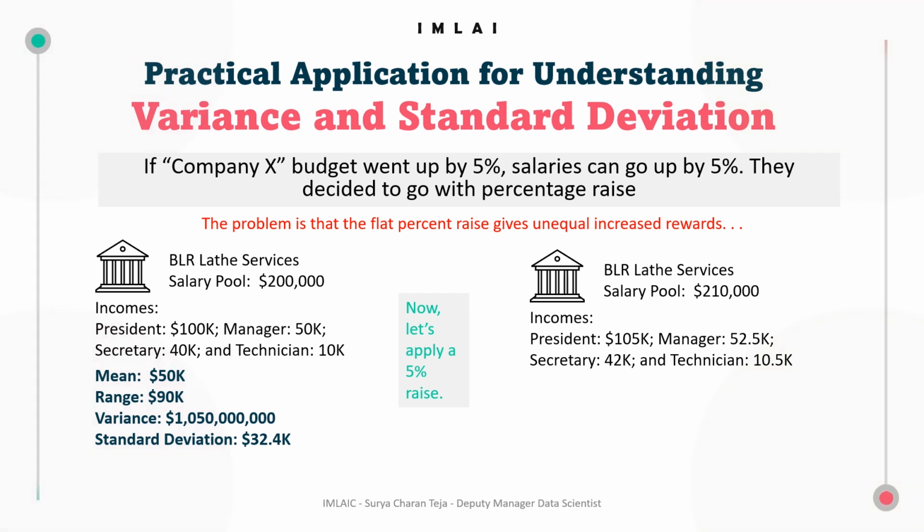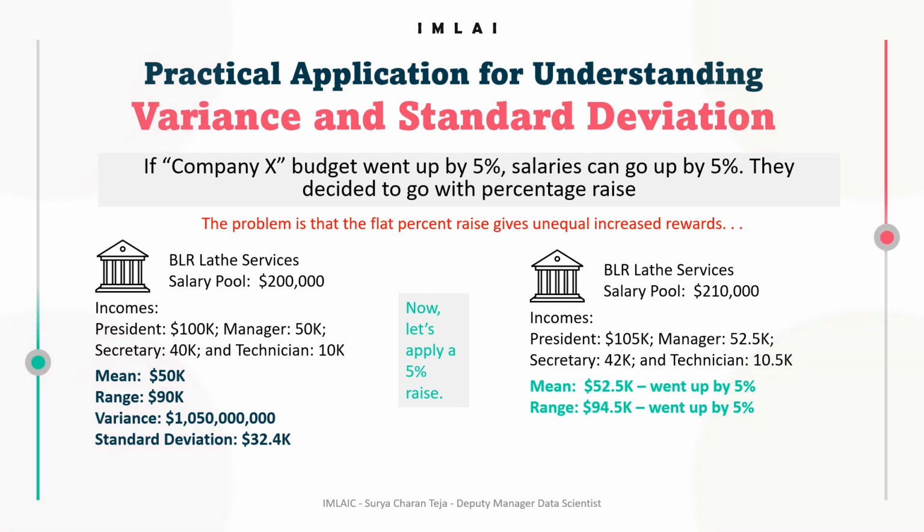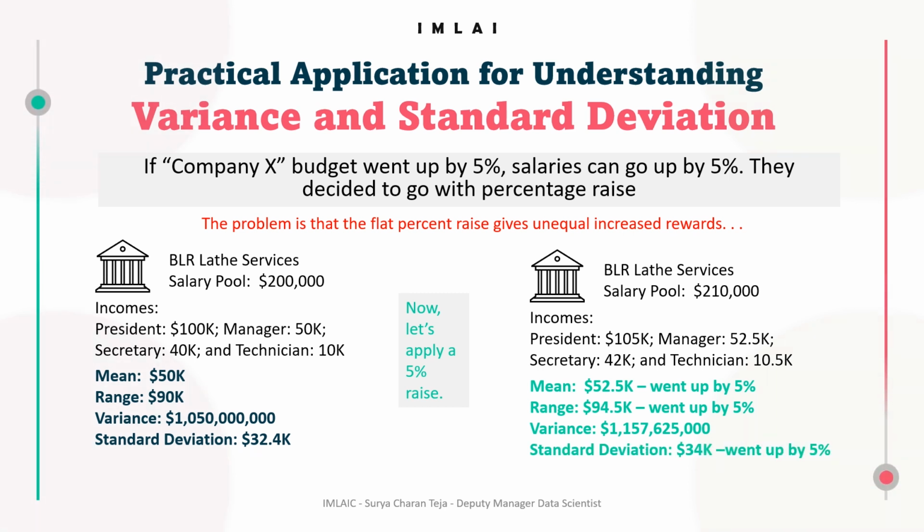So the flat percentage raise increased inequality. The top earner got 50 percent of the new money, and the bottom earner got just 5 percent of the new money. Now let's see the measures of inequality. The mean has gone up by 5 percent to 52.5K dollars, the range has gone up by 5% to 94.5K dollars, the variance has gone up, and the standard deviation, which was 32.4K dollars, is now 34K dollars, up by 5 percent.